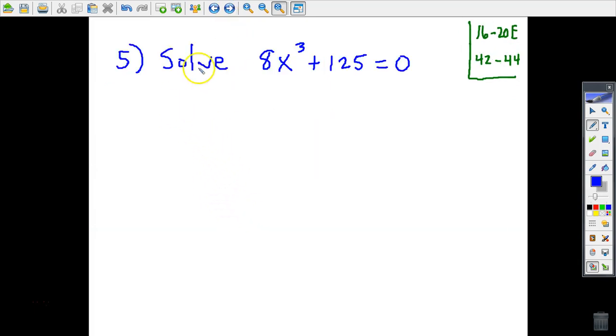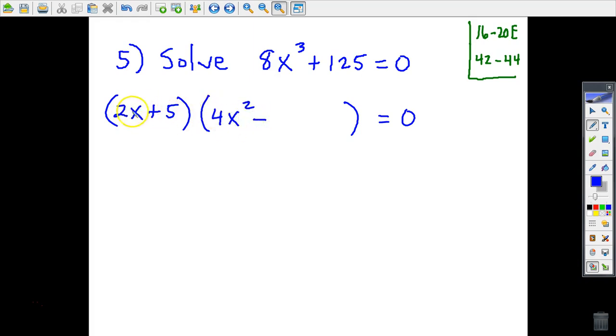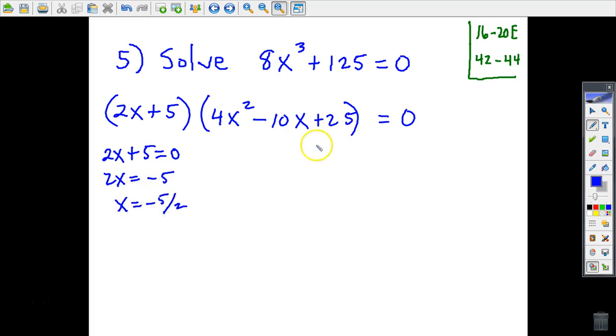All right, let's try one more. Let's find the cube roots. And then remember how to build the trinomial factor, quadratic trinomial factor. Square this first term, subtract 2x times 5, and then square that last term. Set each of your factors to 0 and solve. Setting this quadratic trinomial to 0 and solving.